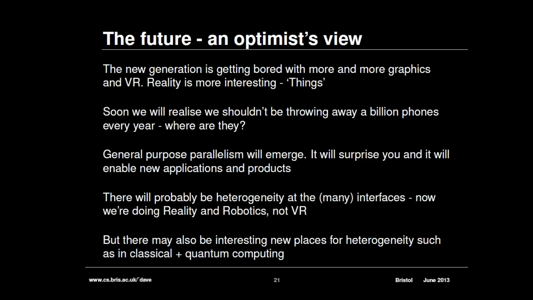I think as that happens, it will cause some surprises. I think it will enable some new applications and products. There will still be heterogeneity in the interfaces, especially in areas like robotics, on-the-body gadgets and so on. And I think there may be some interesting new places for heterogeneity. I have some friends who do quantum computing. When you ask how they're going to run the quantum computer, the answer is they're going to put a classical one alongside it to control it.